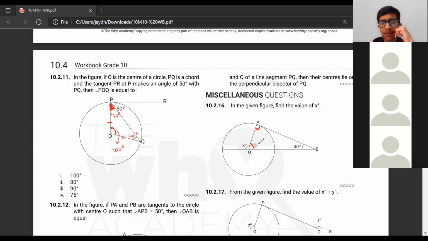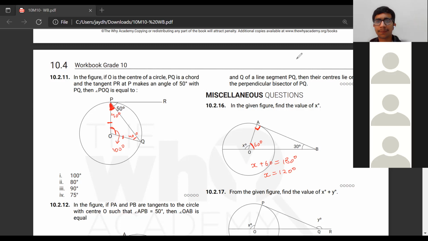60 degrees. So do x degrees and 60 degrees make a linear pair? Yes, sir. So both of them will add up to 180, since it's a straight angle. So x plus 60 is equal to 180, and there you go. You have found the value of x. So x is equal to 120.